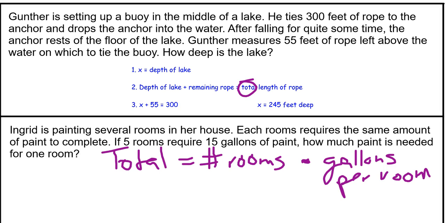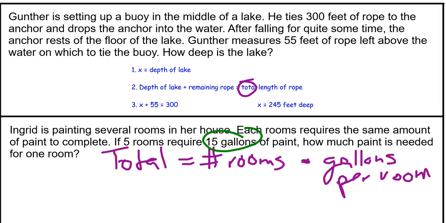So we can calculate if every room, for example, required 20 gallons of paint, which it doesn't in this case, we could say 20 gallons for 2 rooms is 40 gallons, because 20 times 2 is 40. 20 gallons for 3 rooms is 60 gallons, because 20 times 3 is 60. 20 gallons per room times 10 rooms is 200 gallons, because 20 times 10 is 200. And so that's how the total amount of paint is going to be equal to the number of rooms we have times the number of gallons that it takes to paint each room if they all take the same amount.